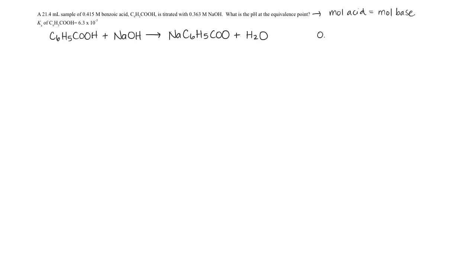We have 0.415 molar benzoic acid times the volume, 21.4 milliliters in liters, gives us 8.88 times 10 to the minus 3 moles of benzoic acid. I'm going to put that in my reaction chart.